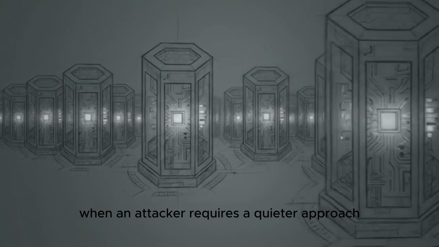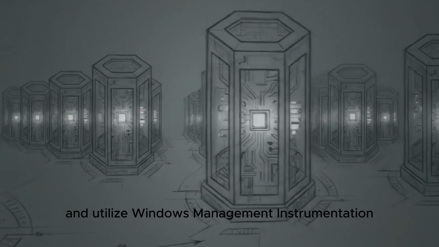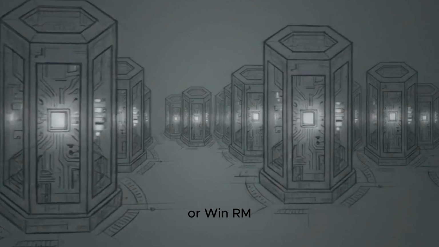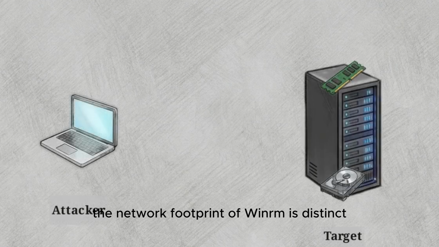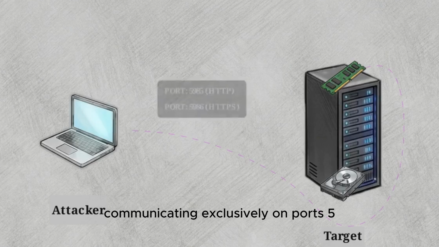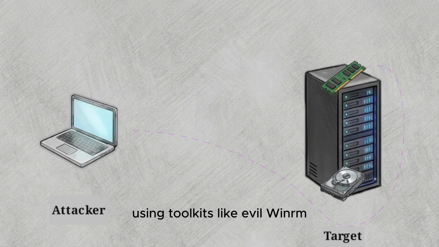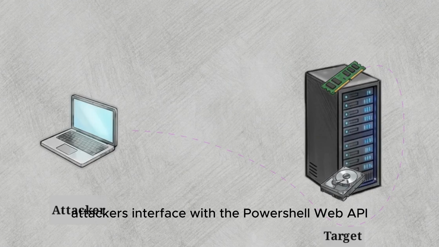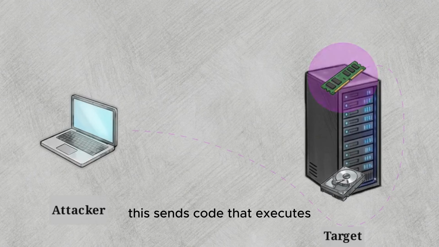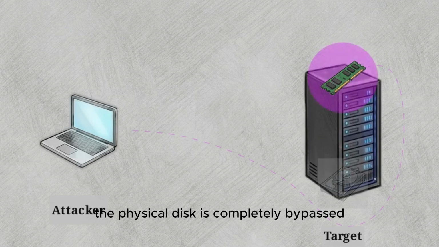When an attacker requires a quieter approach, they switch away from SMB and utilize Windows Remote Management, or WinRM. The network footprint of WinRM is distinct. It operates over HTTP and HTTPS, communicating exclusively on ports 5985 and 5986. Using toolkits like Evil-WinRM, attackers interface with the PowerShell web API. This sends code that executes directly into the target's memory. There are no dropped executable files, and no new Windows services are created. The physical disk is completely bypassed.